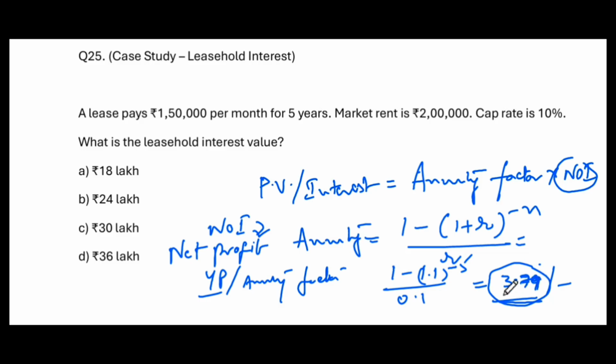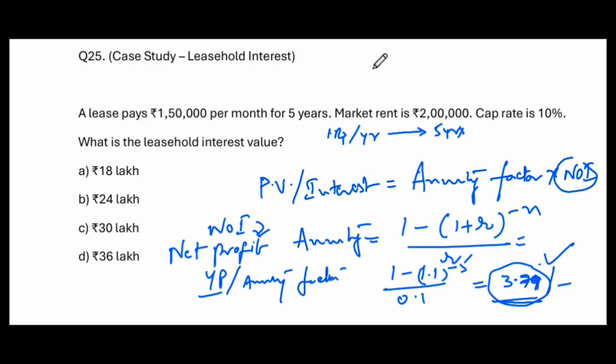Okay, for getting 1 rupee every year for 5 years. This 3.79 means I will get 1 rupee per year, like that for how many years? 5 years.